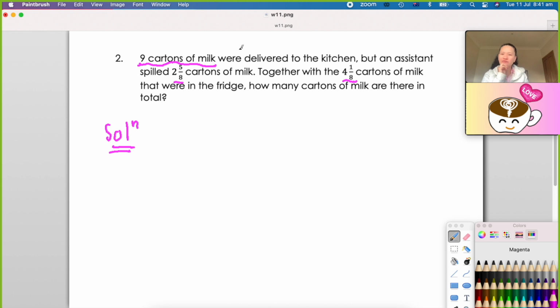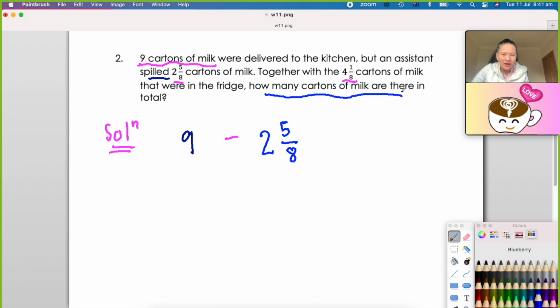Okay. 9 cartons of milk were delivered. The assistant spilled. Spill means you lost it, right? So you minus, or you subtract, 2 and 5 over 8. Together with the 4 and 1 over 8 cartons of milk that were in the fridge. They want to know how many of them there are together, but they still have 4 and 1 over 8. This one, plus or minus?